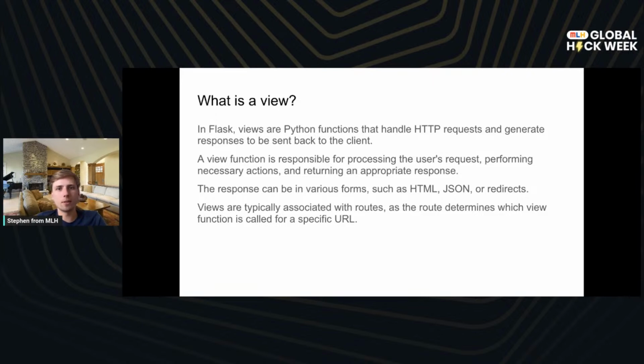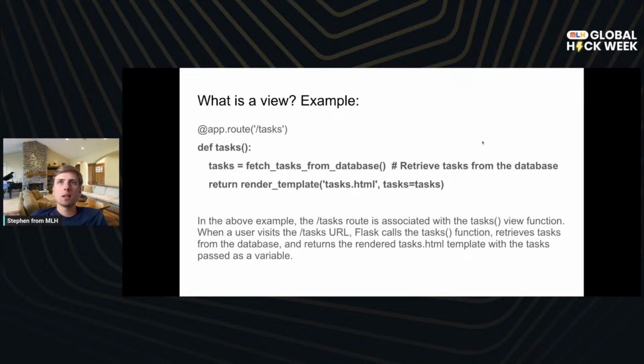And views are typically associated with routes because the route, again, is going to determine which view is called for a specific URL. Here's an example of a view function. We already saw an example with the index function, but I'm just showing another one. In this case, the route is to the tasks directory. So you could think of it like mlh.io/tasks, for example. I don't think that's actually a legitimate URL, but if you were to visit that URL, let's just say you would get this view function.